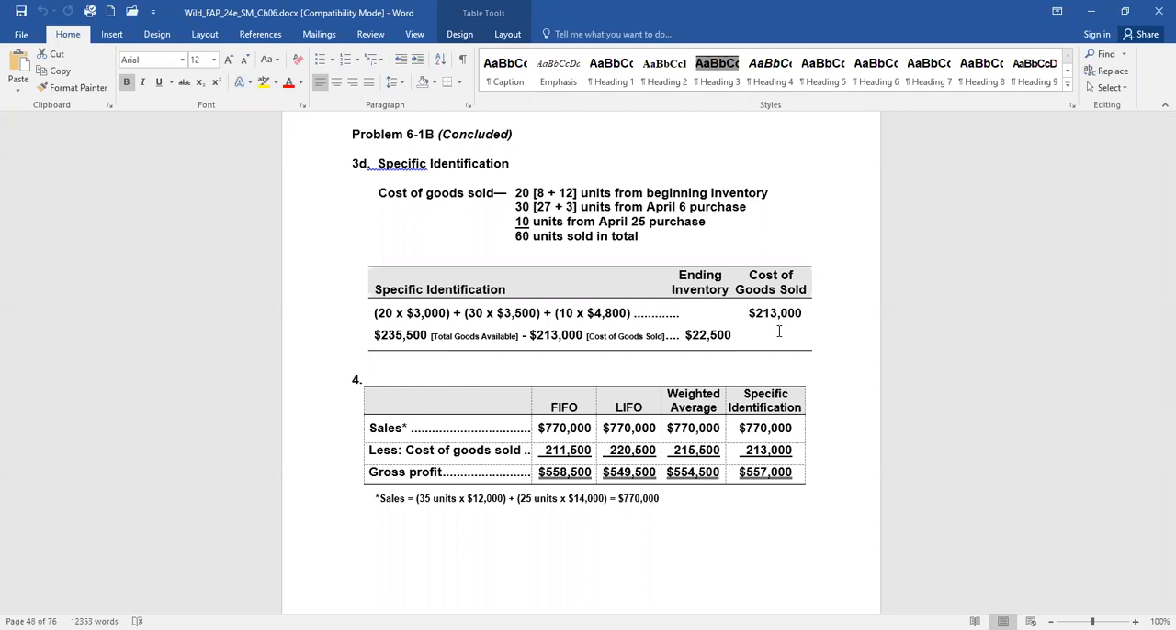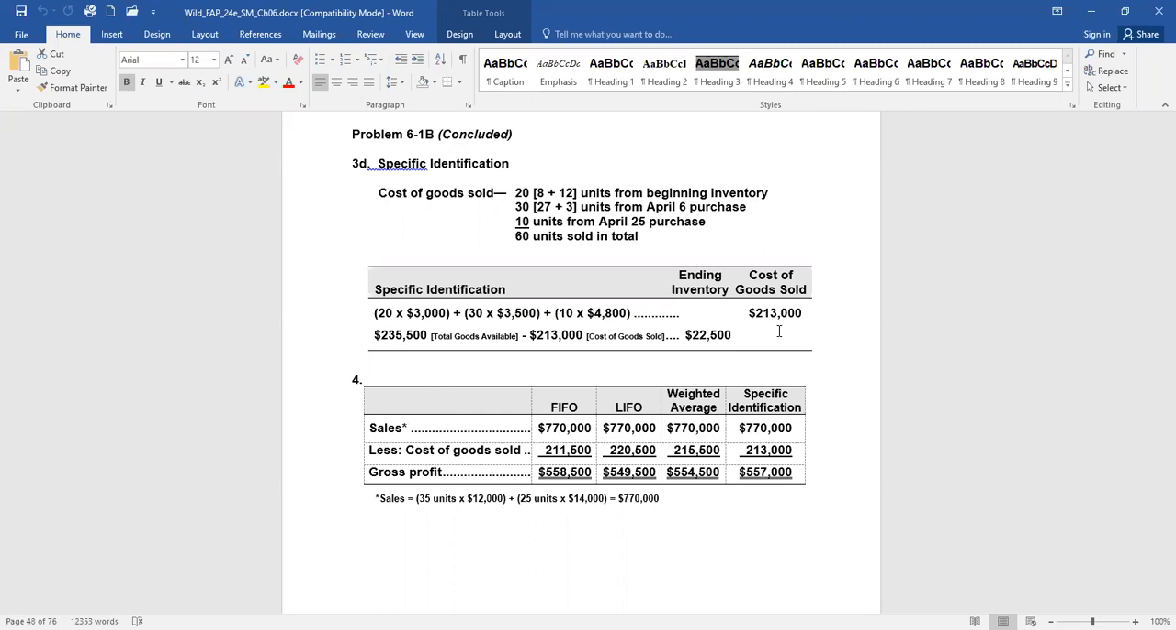The very final item is now compute gross profit earned by the company for each of the 4 costing methods. Now, if you've been following along and listening to what I'm saying here, first of all, we need to know what gross profit is. Sales minus cost of goods sold. And it's generally net sales minus cost of goods sold.